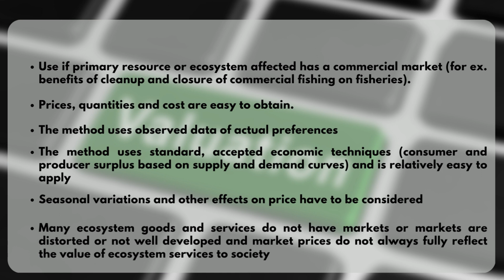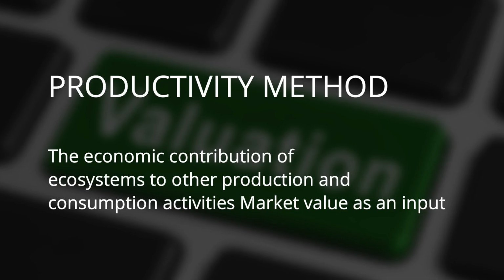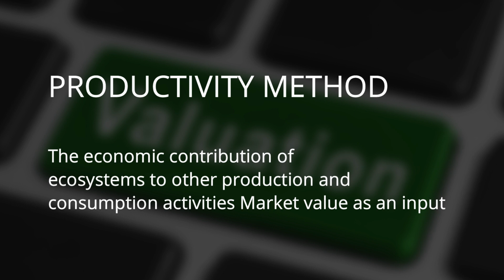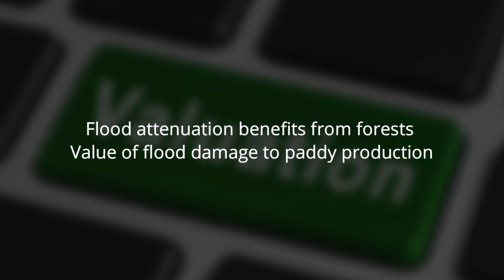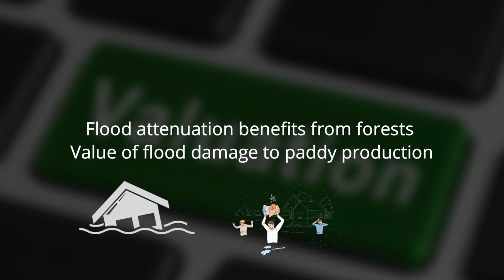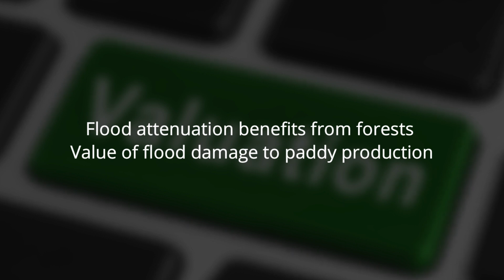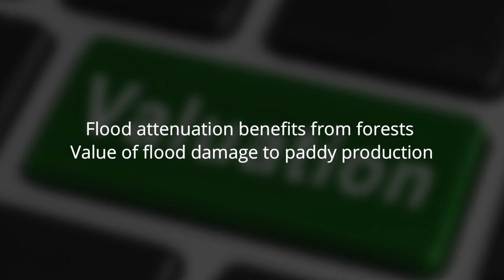So now coming to the second approach, that is the productivity method. It talks about the economic contribution of ecosystems to other production and consumption activities. So again, market value is used as an input here. For example, there are flood attenuation benefits from forests. So the value of flood damage to paddy production is used to understand what the productivity would be if there was flood and if there was no flood. So the damage is basically used as a method, a productivity method.